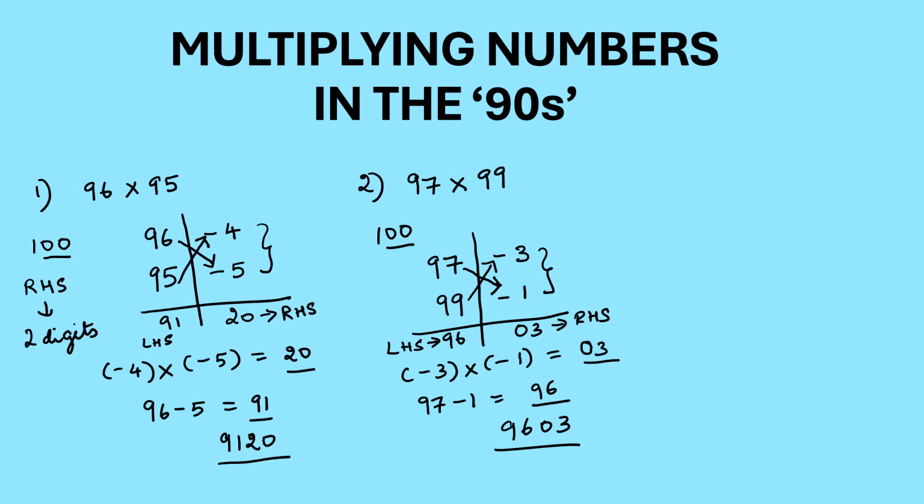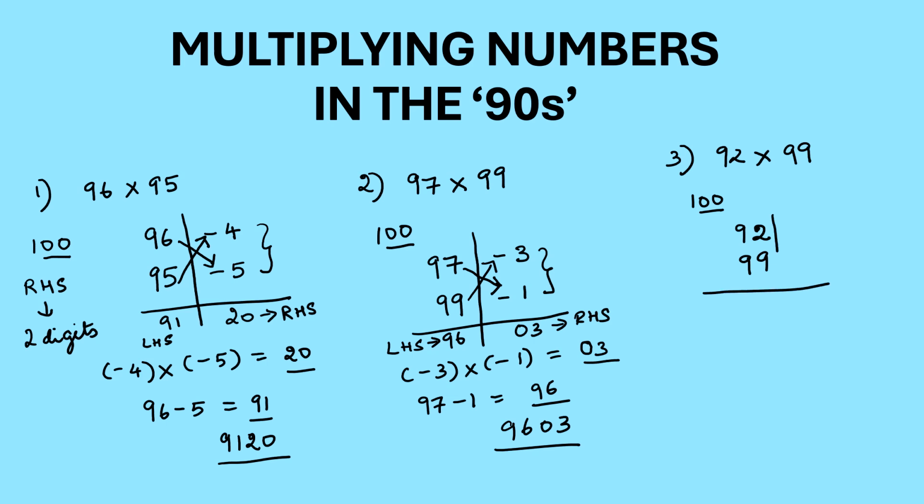Before we wrap up, let's try one more problem. Let's say you want to do 92 times 99. Here again, we'll be using 100 as our reference number, so the RHS should consist of two digits. To do the problem, we write down the numbers one below the other.